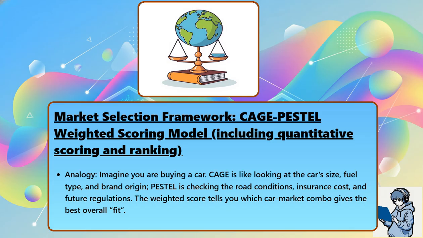Analogy: imagine you are buying a car. CAGE is like looking at the car's size, fuel type, and brand origin. PESTEL is checking the road conditions, insurance cost, and future regulations. The weighted score tells you which car market combo gives the best overall fit.